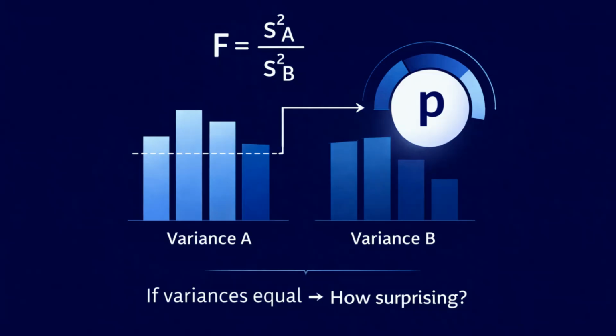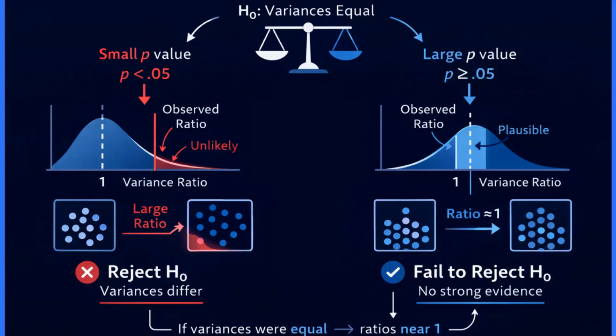Now we interpret the p-value for the two-variance test. The p-value represents the probability of observing a ratio of sample variances at least as extreme as the one calculated, assuming the population variances are equal. It measures how surprising the observed spread difference would be if the null hypothesis were true. A small p-value means the observed variance ratio would be unlikely if the population variances were equal. That supports rejecting the null hypothesis.